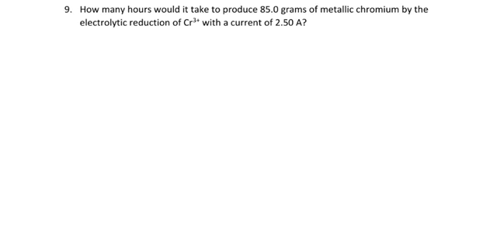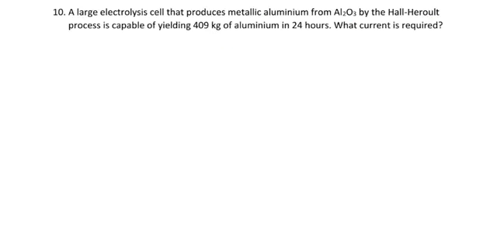We have metallic chromium by the electrolytic reduction of chromium 3+. So I believe the equation is you begin with chromium 3+, and then it is reduced to chromium metal. So we can say chromium 3+ gains 3 electrons, obviously, to give us chromium in its metallic form as a solid. Okay, so we can see we have got 3 electrons here. So we need to determine the hours. And then we have question 10.